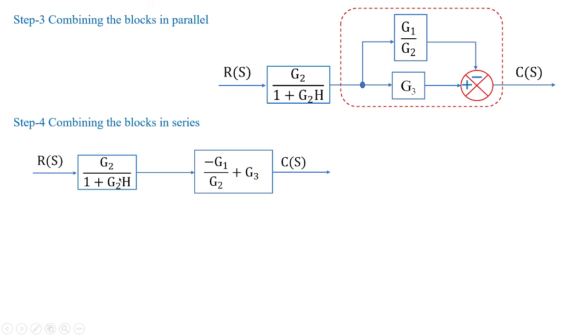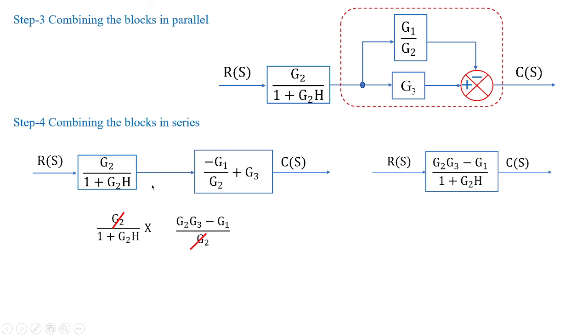So we have to combine the blocks which are in series. So the answer would be G2 by 1 plus G2H into this value. So G2 cancels over here. So the result for this reduction will be G2 G3 minus G1 by 1 plus G2H. I hope you have understood how we have reduced the given block to this final value, where C of S by R of S would be G2 G3 minus G1 by 1 plus G2H.